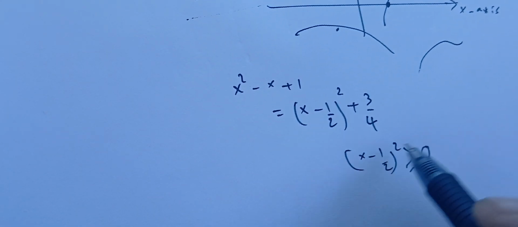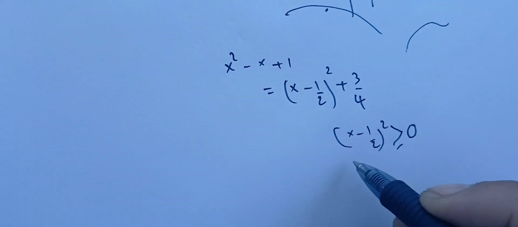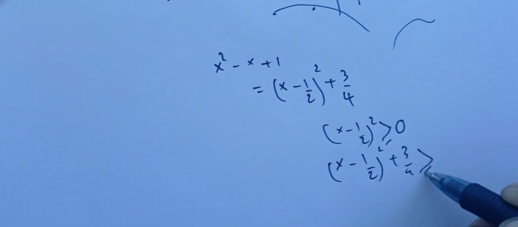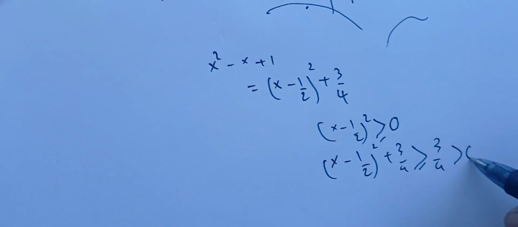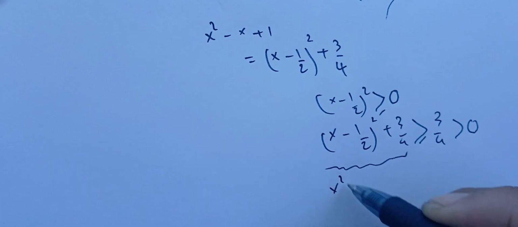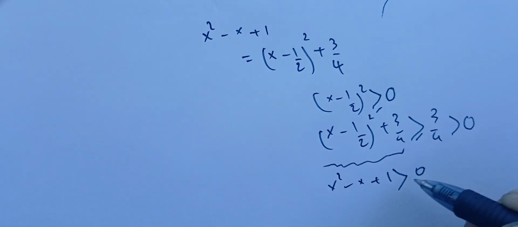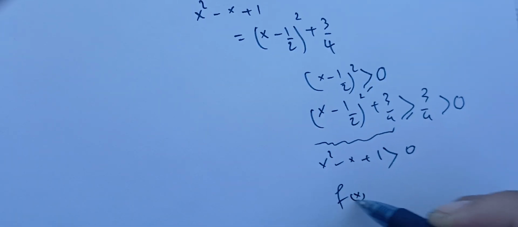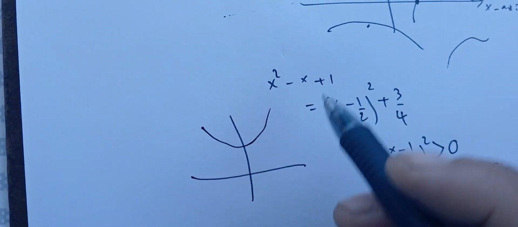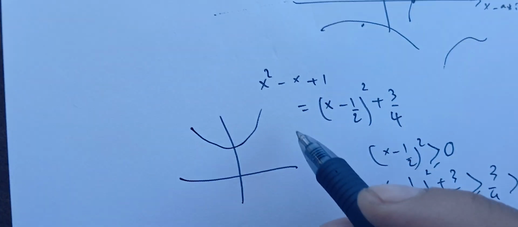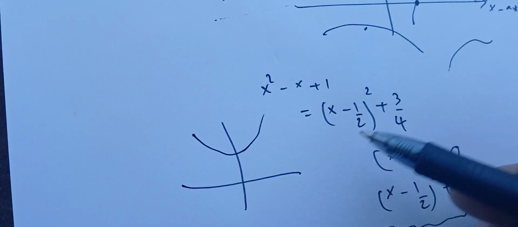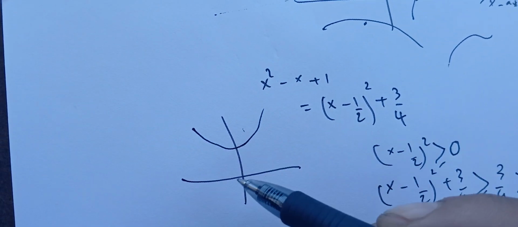If we add 3 over 4 to both sides, we get x minus 1/2 squared plus 3 over 4 is greater or equal than 3 over 4, which is strictly bigger than 0. This is x squared minus x plus 1 bigger than 0, so f of x is bigger than 0. When we graph our function, it's going to be on top of the x-axis, and therefore it will never hit the x-axis, so we can't find an alpha such that this one is 0.